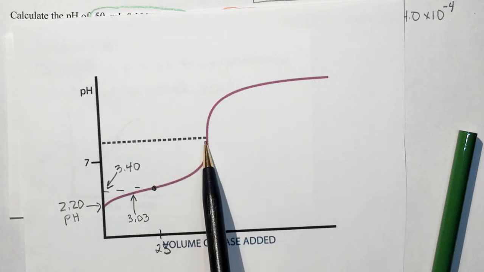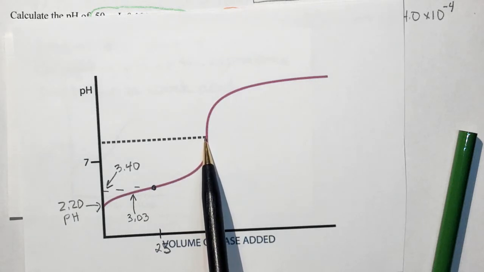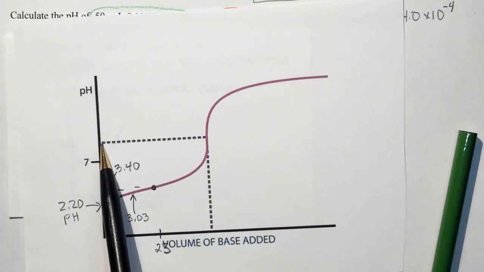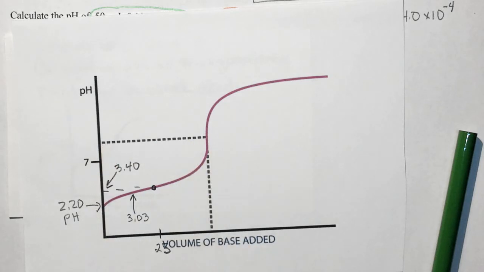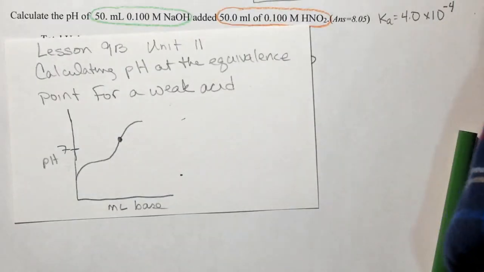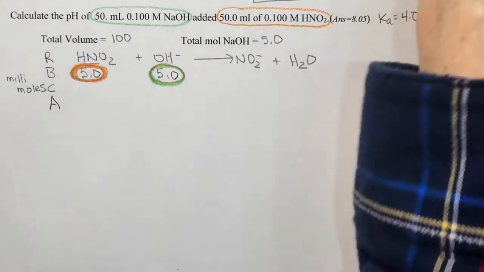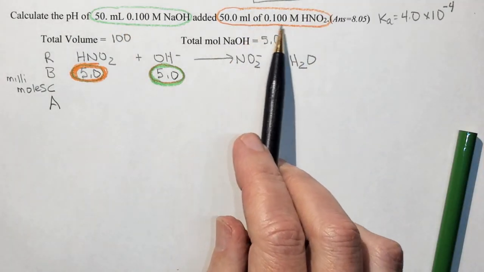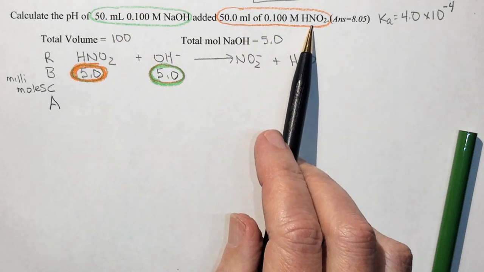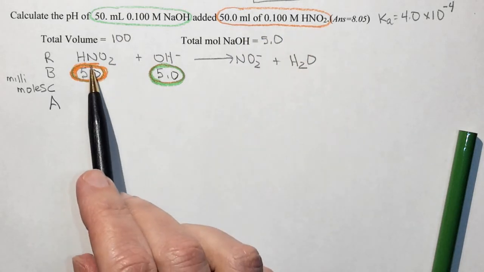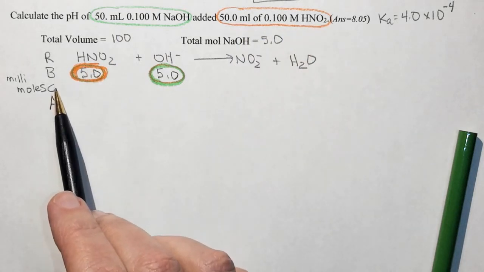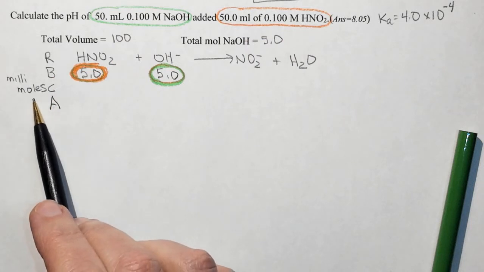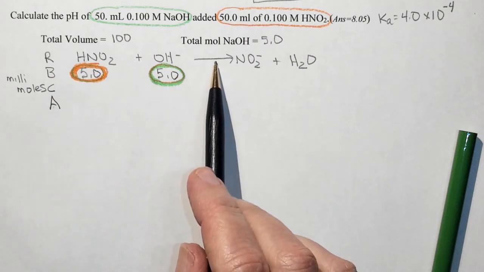What we're going to be doing now is calculating the pH at the equivalence point and explaining why it is always greater than 7 when we are titrating a weak acid. So we've got 50 mLs of 0.1 molar sodium hydroxide and 50 mLs of 0.1 molar of the nitrous acid. And we're going to go ahead and set up a before, change, and after table in millimoles because the reaction is going to go 1 to 1.